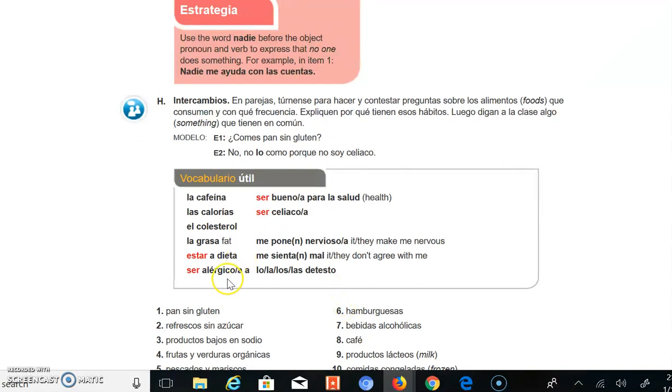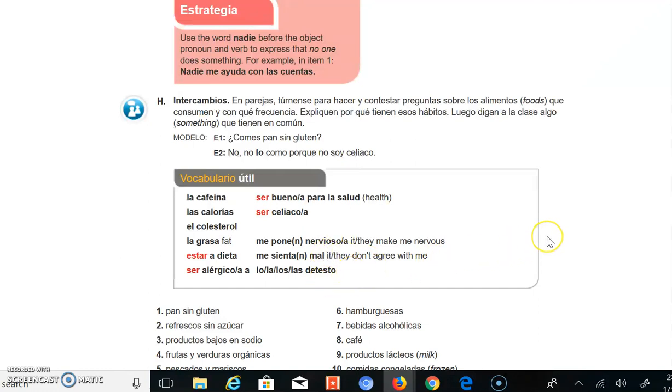Ser alérgico a is to be allergic to something. If I say soy alérgica, because I'm female, I'd say alérgica a la penicilina, for example. That would be used with ser. Soy, eres, es, somos o son. Soy bueno para la salud. Soy celíaca. And then me ponen nerviosa. They make me nervous. Me sientan mal. They don't agree with me.